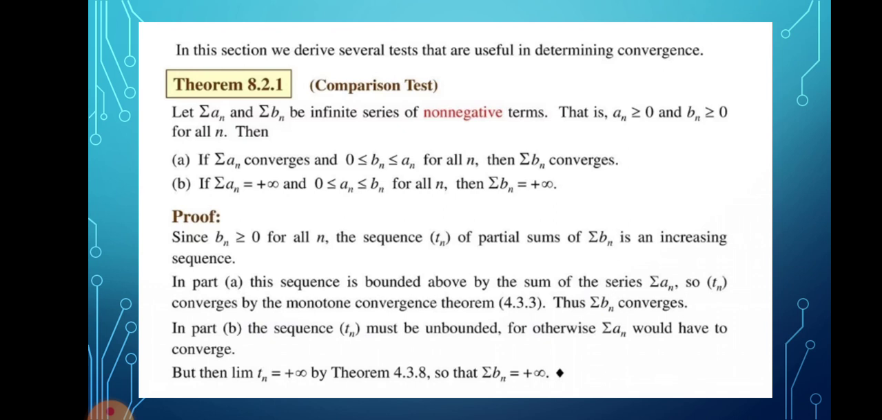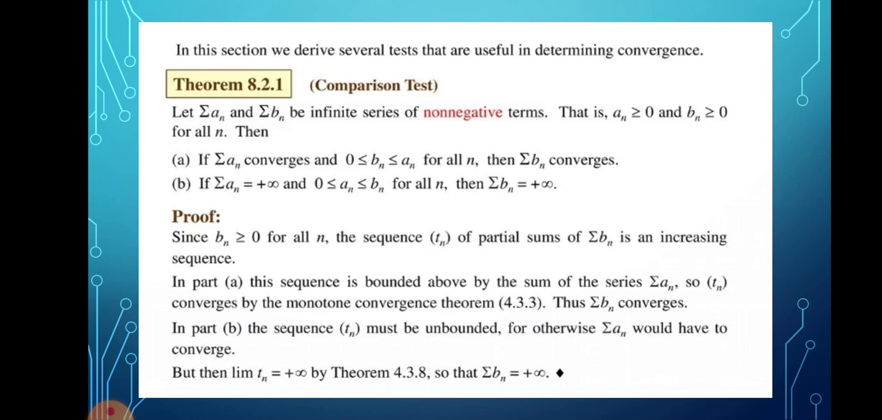We have this second condition. If the summation of a sub n is equal to positive infinity and 0 is less than or equal to a sub n, which is less than or equal to b sub n for all n, then the summation of b sub n is equal to positive infinity.